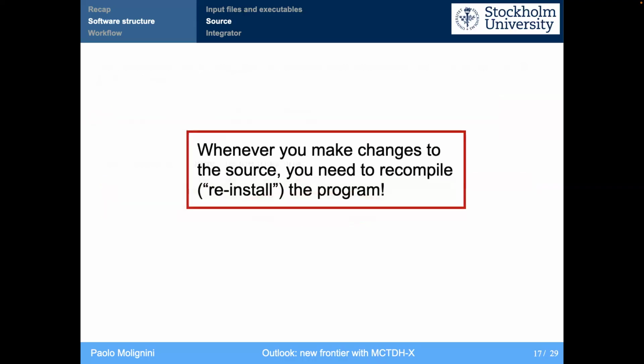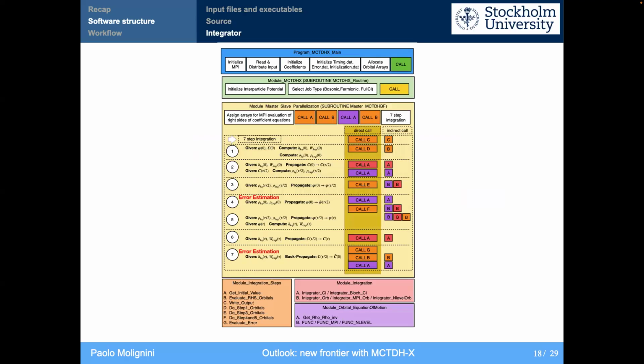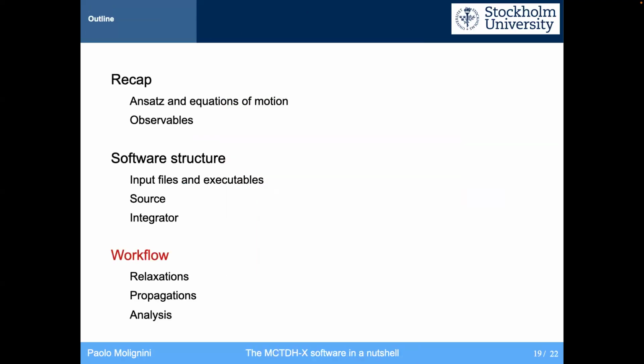It's important to remember that whenever you make changes to the source, so you modify it, create new potentials and new interactions or new observables and so on, you always need to recompile, so to reinstall the program, because it comes with the pre-installed executable, so you need to reinstall, rerun, and recreate the executable. And the integrator we discussed before, so we don't really need to go through it.